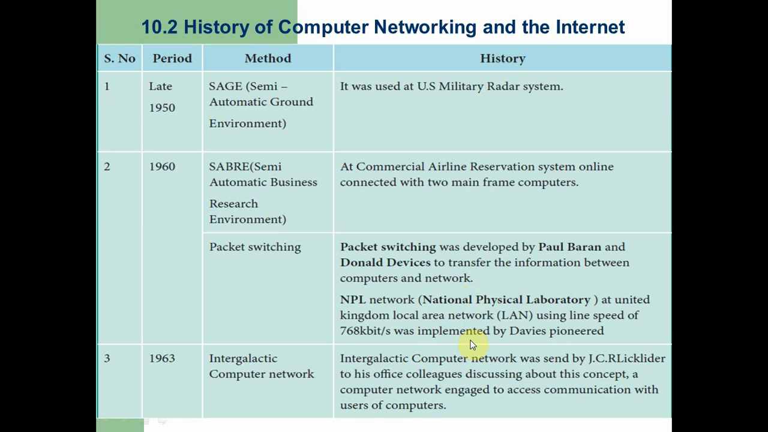So in the 1960s, the very secret computer networking method was expanded to the commercial level for airline reservation and for transferring information. The packet switching method was introduced, and the NPL network was also introduced in the UK with a speed of 768 kilobits per second.